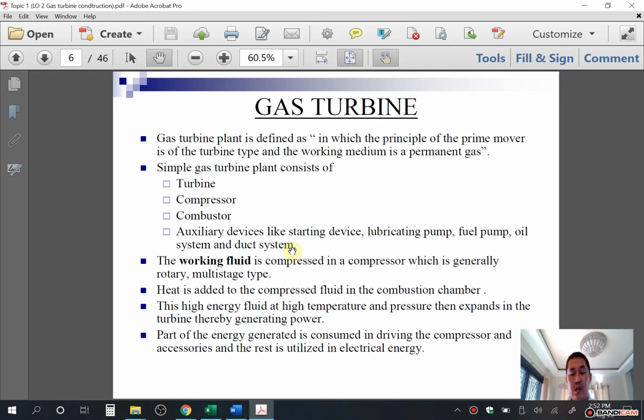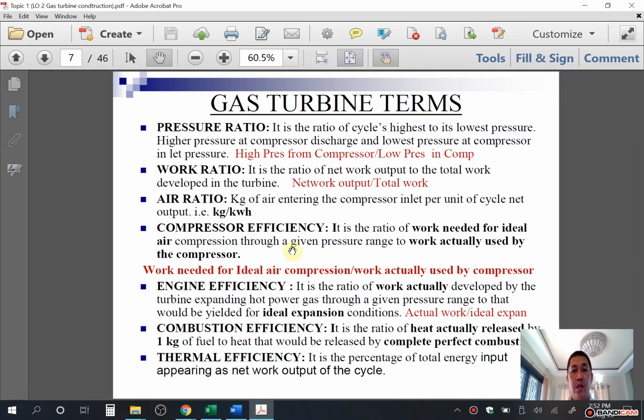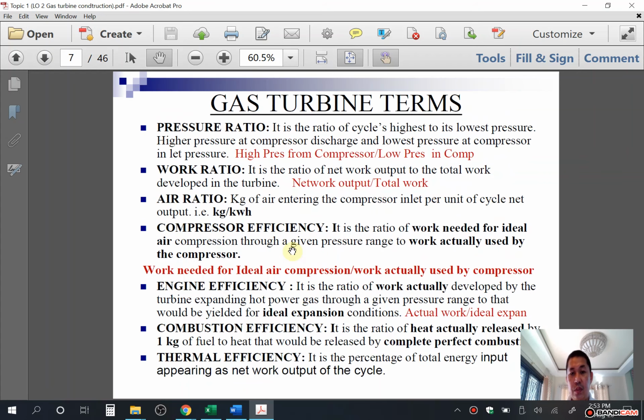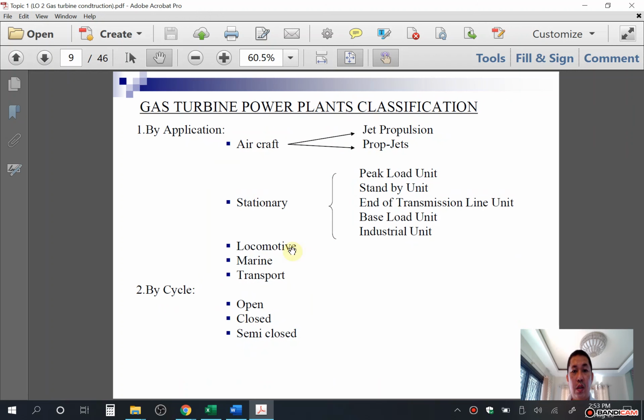Next, we don't need to discuss this one because it is already a lot of information for the topic, the learning outcome. So here, by application, we have learning outcome number 1, the application.